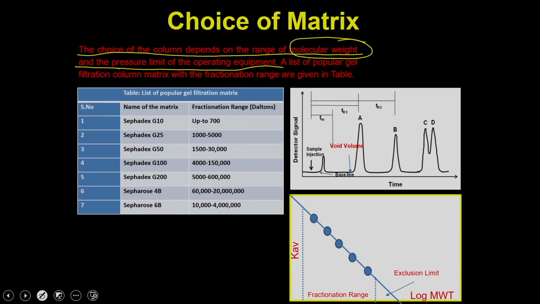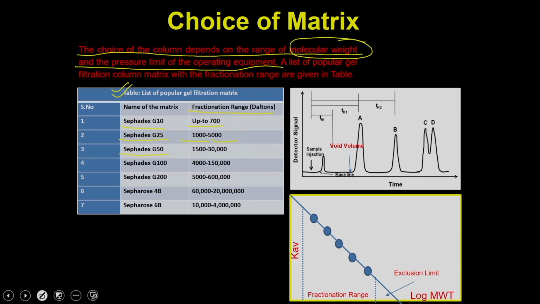So, these are some of the popular gel matrices available, where you have the Sephadex G10. The fractionation range for this is up to 700 Daltons, whereas the Sephadex G25 goes from 1000 to 5000 Daltons.